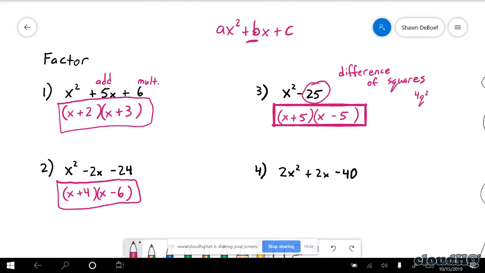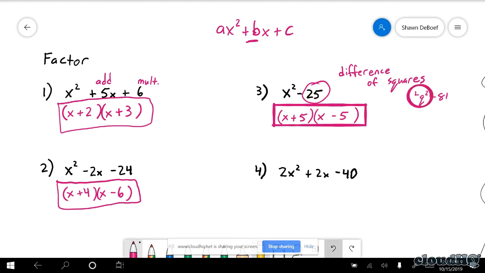So just as an additional practice on that type of problem, take a look at 4q squared minus 81. Is this a difference of two squares? Difference would mean subtraction, so yes, it's subtraction. Is 4q squared a perfect square?